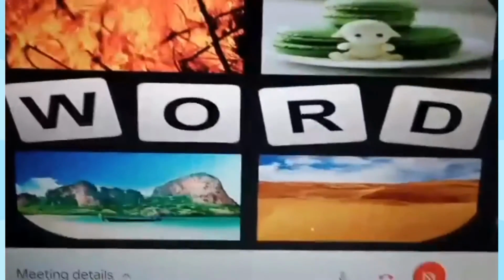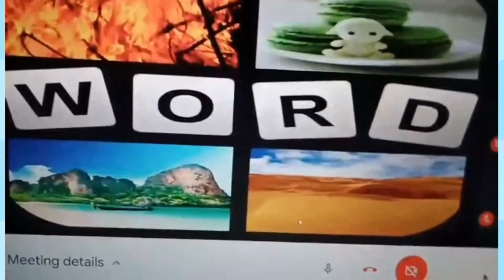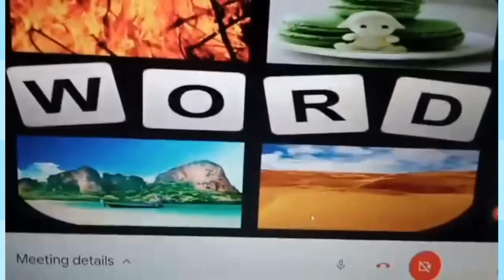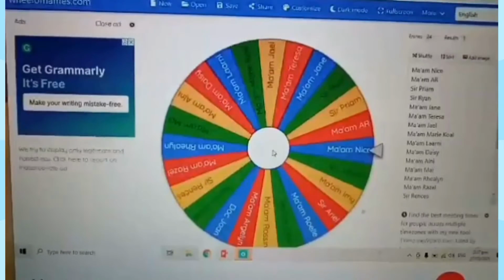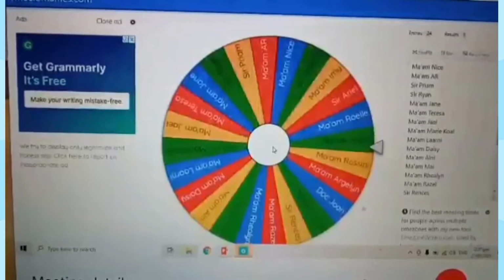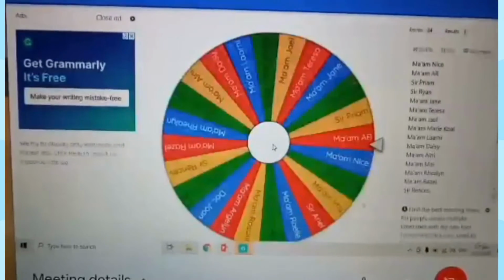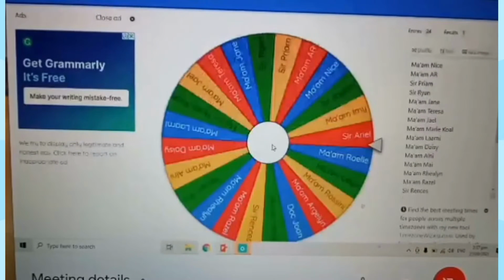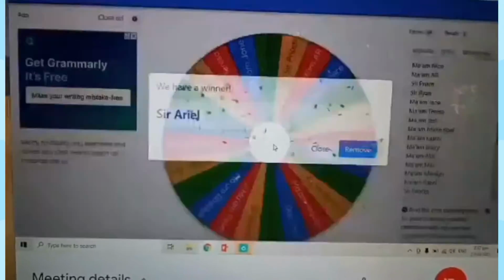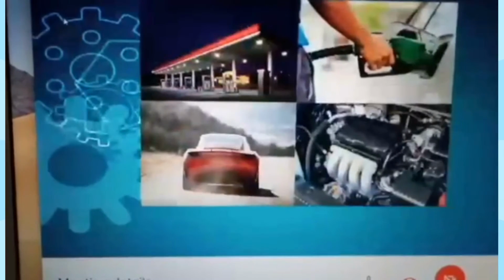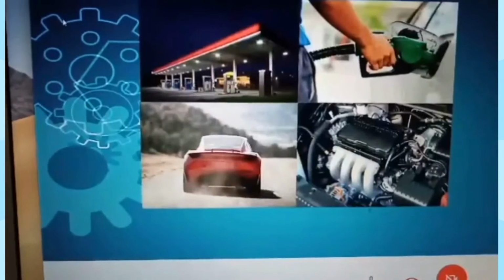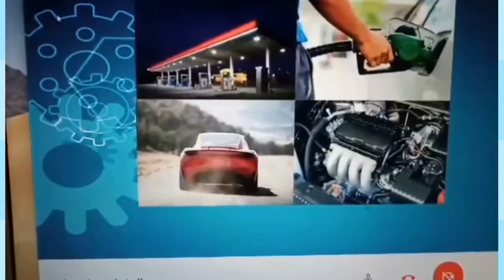Okay, we will be randomly selecting who among you, our dearest classmates, will answer our question, what's the word? Okay, let's start the wheel rolling. Okay, Sir Ariel. Okay, we have a winner, Sir Ariel. Here is our picture. Now, based on the 4 pictures given, sir, you are going to answer the question, what's the word?